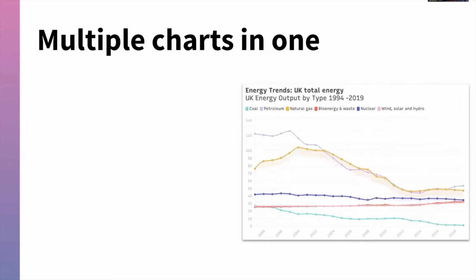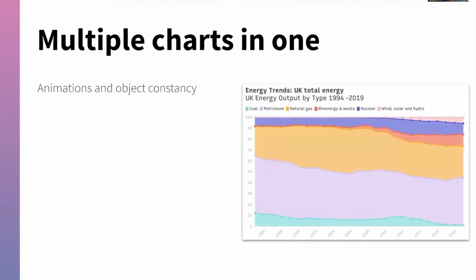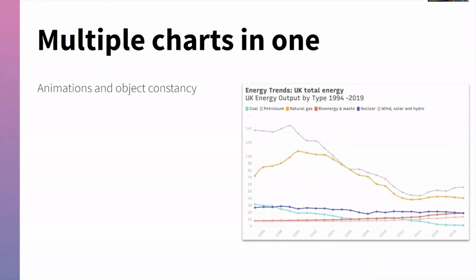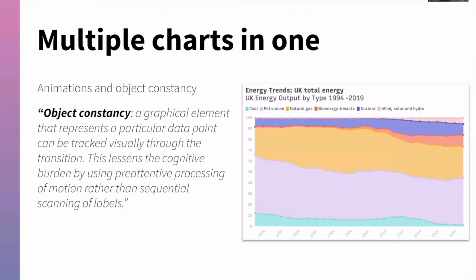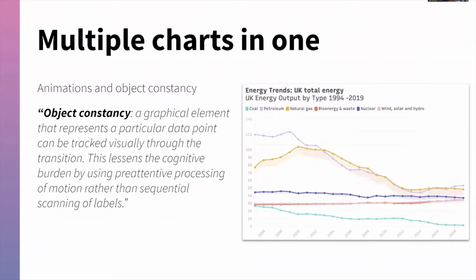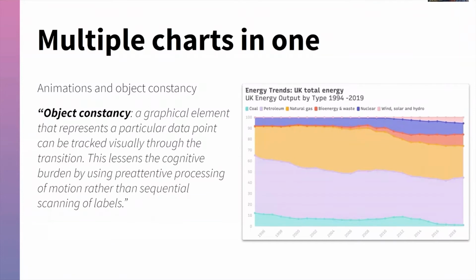Okay, so multiple charts in one. What is this really all about? Well, all of you will know, I'm sure, that many Flourish visualizations are animated, and it's one of the things that people most love about them. But the animation isn't just about simple movement on the page. Yes, the movement on the page is very eye-catching, but it's really about a specific data visualization best practice, which is this idea of object constancy.